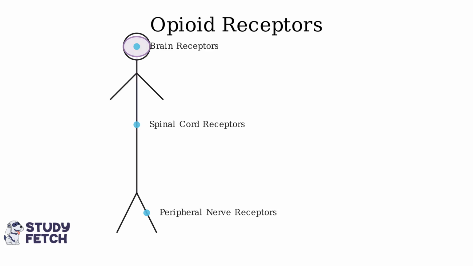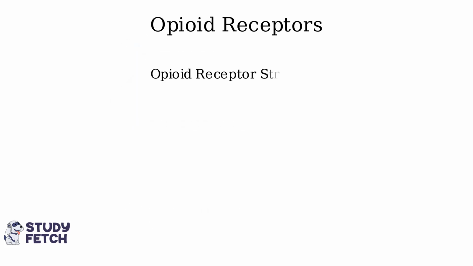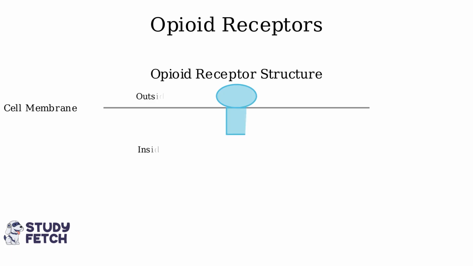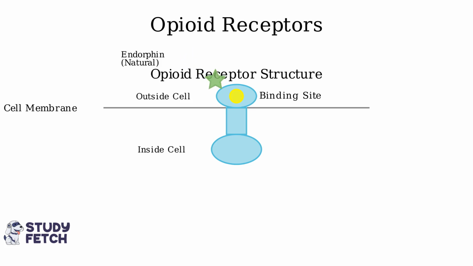of injury. Opioid receptors are complex protein structures embedded in cell membranes. They have a specific binding site where opioid molecules can attach. These receptors naturally respond to endorphins, which are our body's natural painkillers. They can also be activated by opioid medications, which have a similar structure to endorphins.